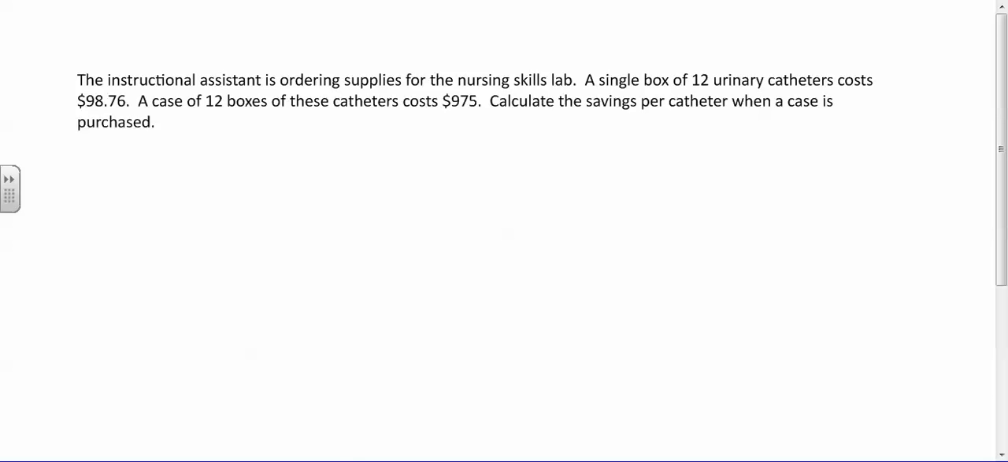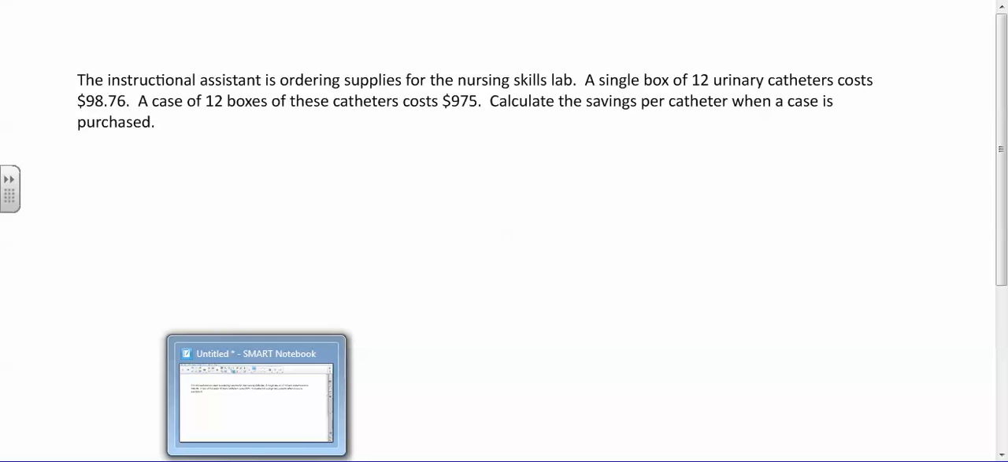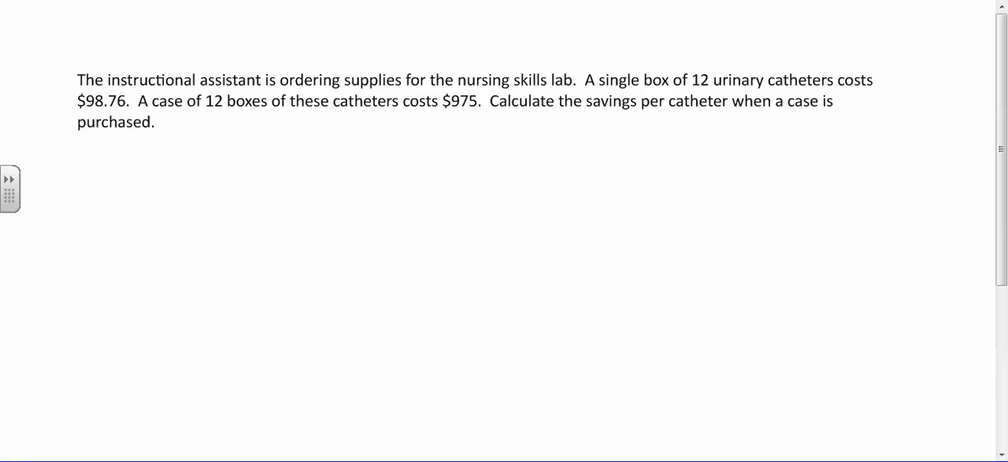This example is from MTB 1370, Math for Health Related Professions, in the chapter that deals with decimals. In this problem, we have an instructional assistant who is ordering supplies for a nursing lab, and there's a couple different ways to purchase urinary catheters.